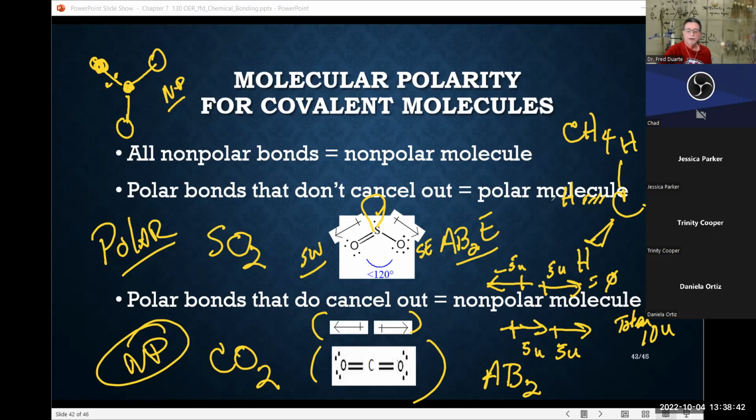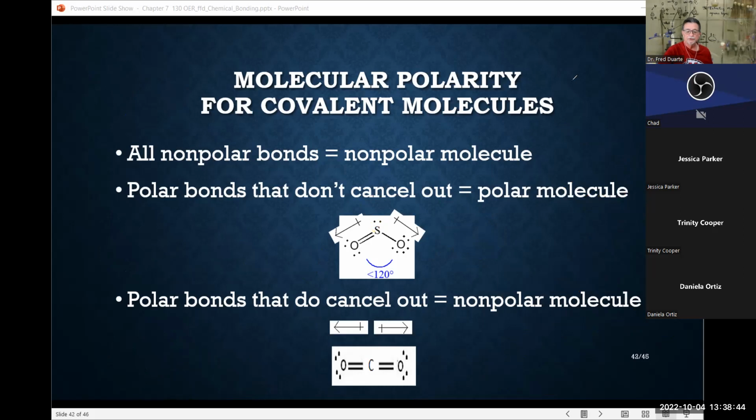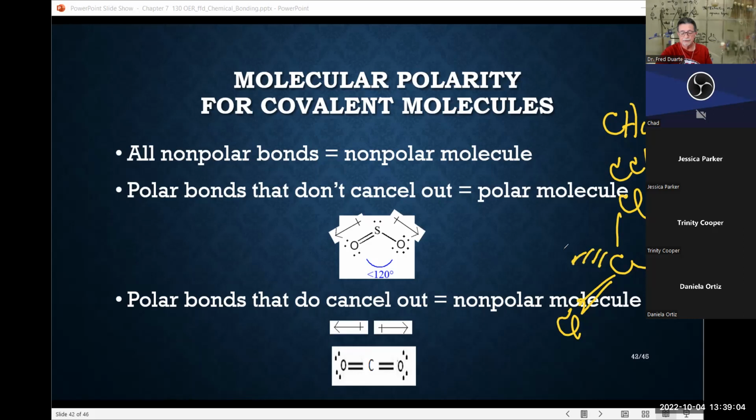Let me give you another example of this. I mentioned methane here, but we can replace those hydrogens with 4 chlorines. You have the same tetrahedral geometry as we did with methane, and you end up with 4 polar bonds.